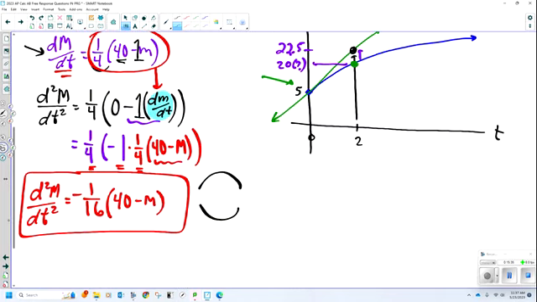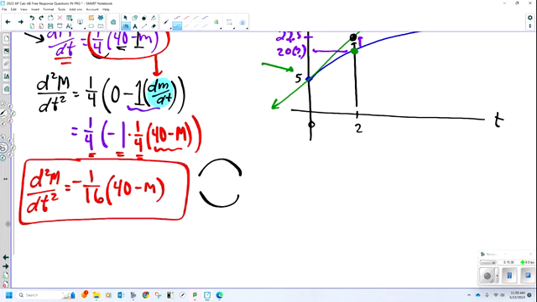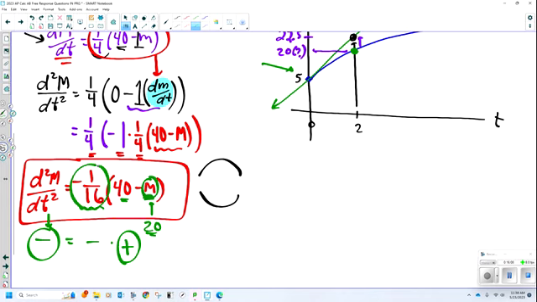What happens if I look right down here, and this value of M is less than 40? I don't know, 20. Isn't 40 minus 20 a positive number? It's positive 20. And if I multiply that times a negative, it will become negative. So my second derivative will always be negative because this will always be less than 40. 40 minus a number less than 40 will always be positive. And I'm always going to multiply that times a negative number.